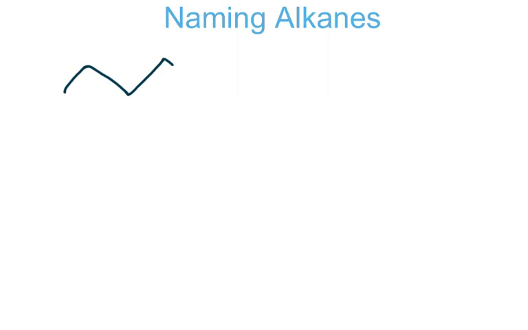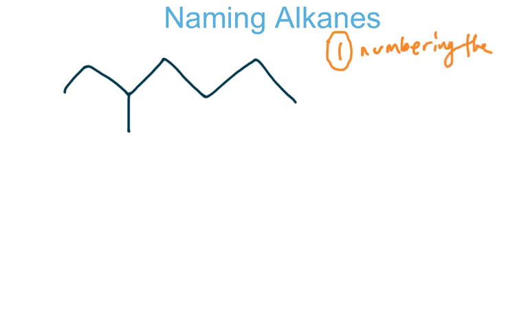So let's draw a 7-carbon chain, and off this carbon, we'll draw a methyl substituent. And so the first step when you're naming alkanes is to always start by numbering the longest carbon chain. All right, and so let's finish writing this carbon chain.